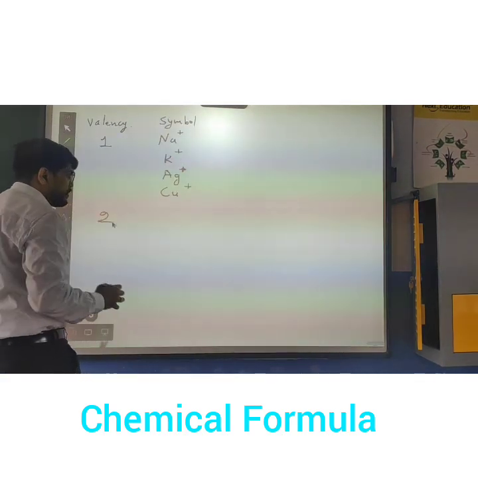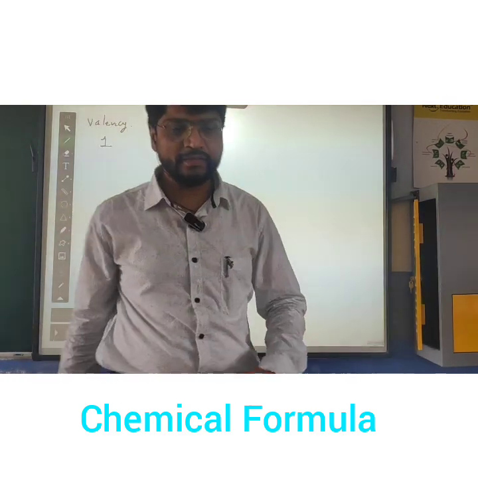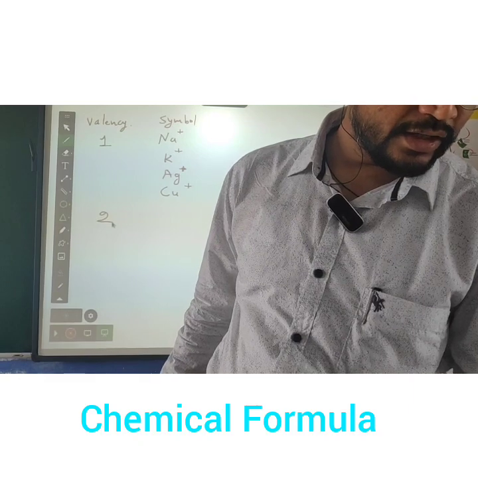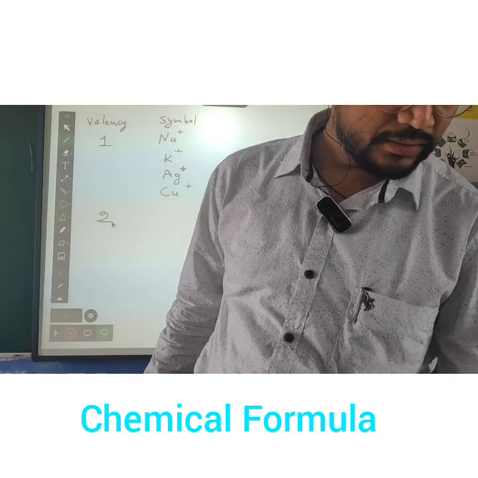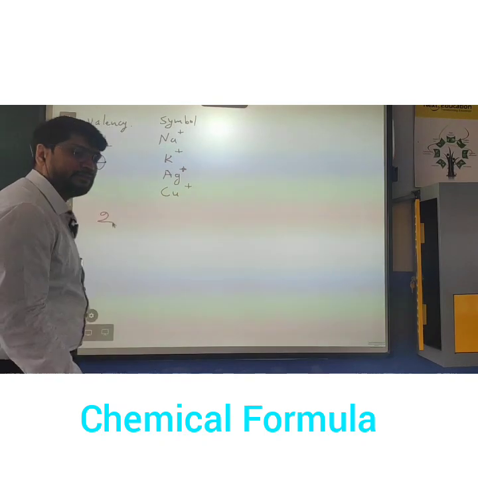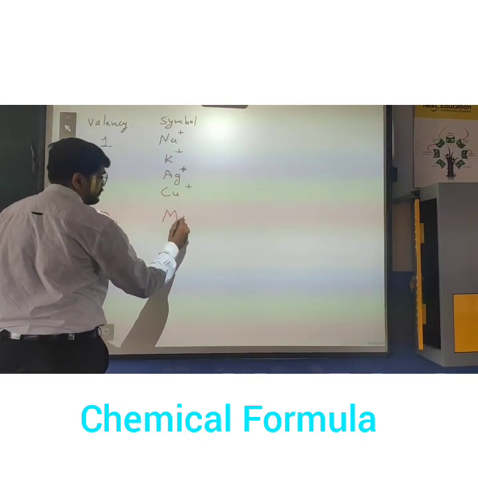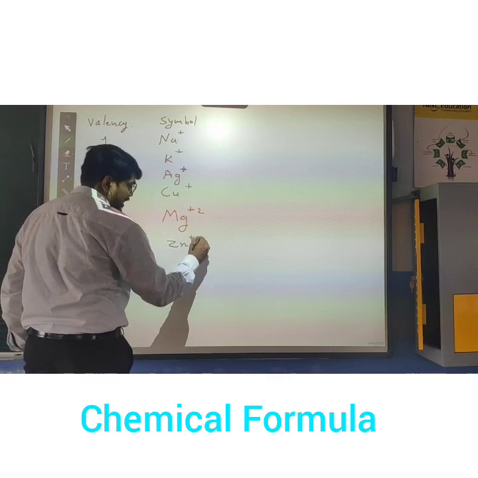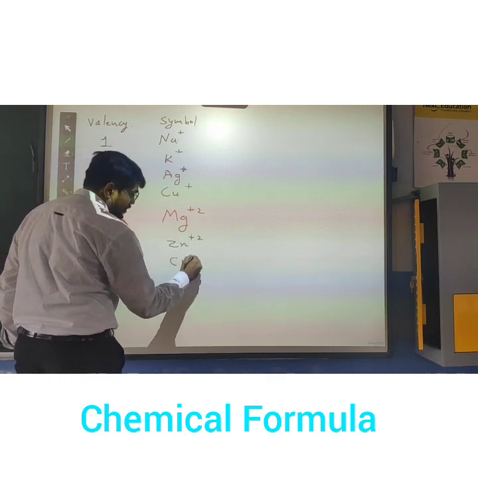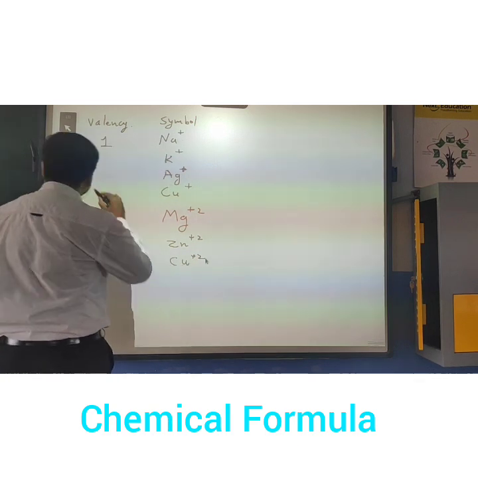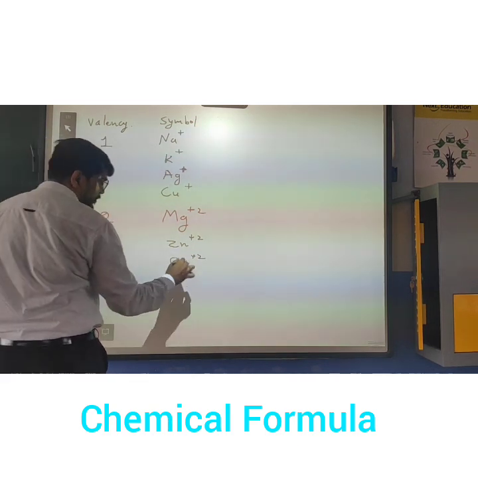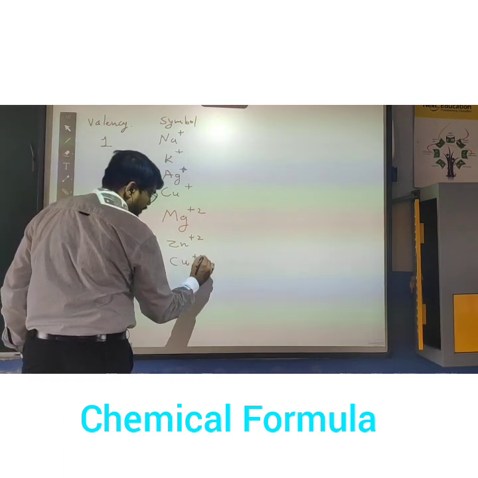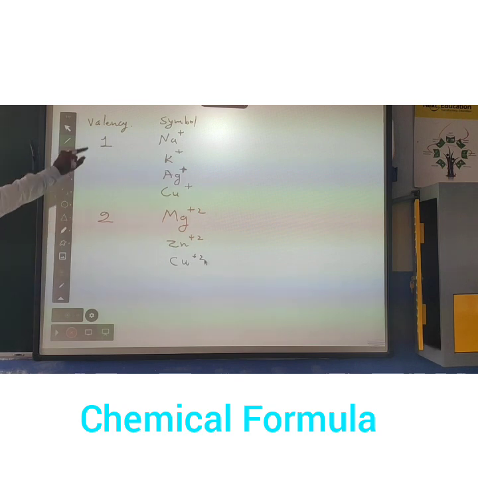So let's see the second one, which has valency 2. What is valency 2? We can understand from here. Magnesium has a valency 2. Zinc has a valency 2. Copper has a valency 2. These are the elements which have valency 2. So we write a plus 2 over here. These are the few elements which we are aware of.